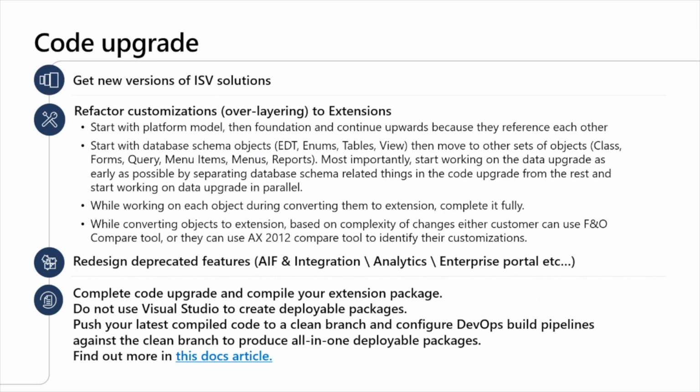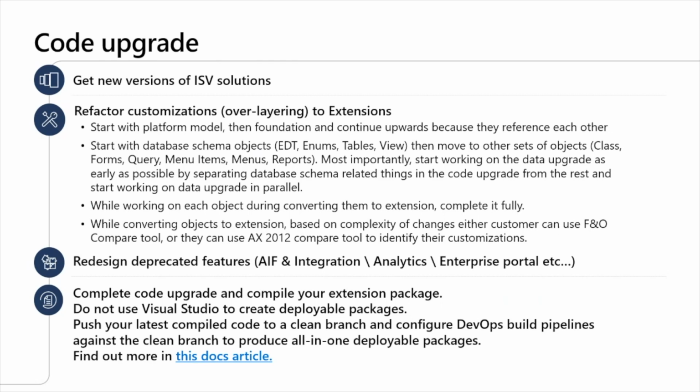In our engagement, we took the below approaches. Start with the platform model, then foundation, and continue upwards because they reference each other. Start with database schema objects like EDT, enums, tables, views, then move to the other set of objects: class, forms, query, menu items, menus, report.